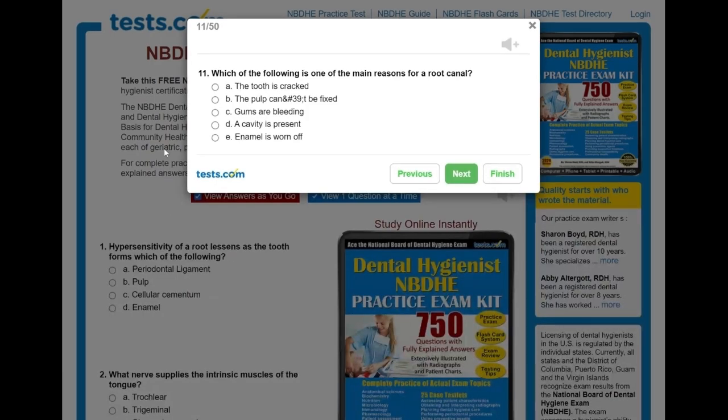Question 11. Which of the following is one of the main reasons for a root canal? A. The tooth is cracked. B. The pulp can't be fixed. C. Gums are bleeding. D. A cavity is present. E. Enamel is worn off.